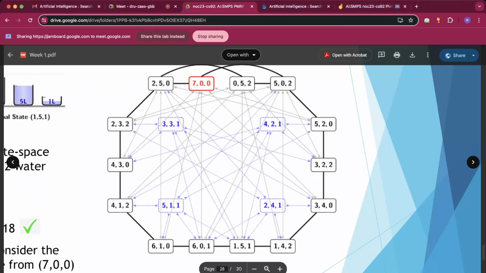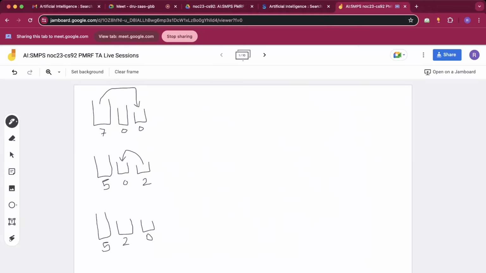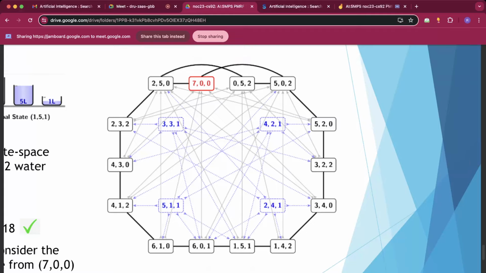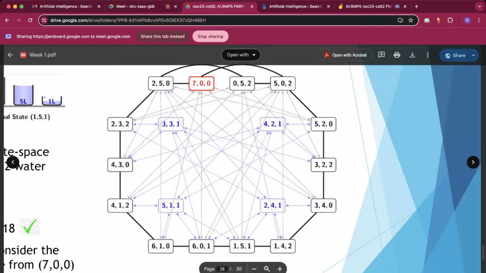Next what we will do is we will make it 322. So we will again pour out 2 liters into this one. So now this already had 2, this will be filled up with 2 more, and this will be left with 5 minus 2, which is 3. So 3 2 2. Next what we will do is we will pour out the water in the rightmost jug into the middle jug, so we will get 340.